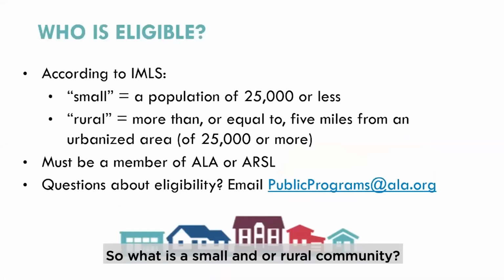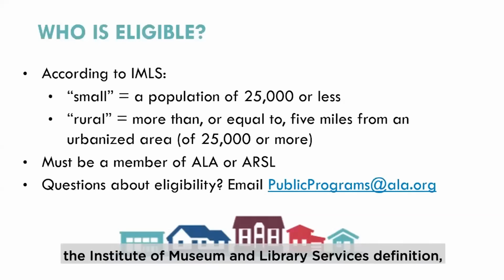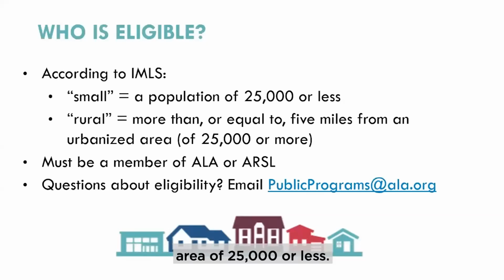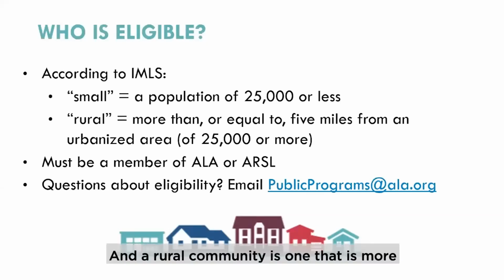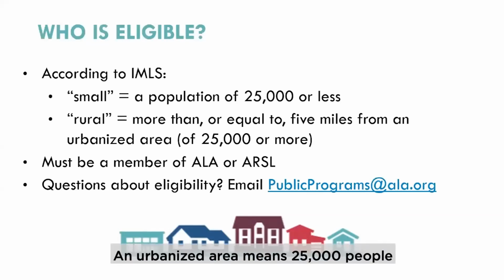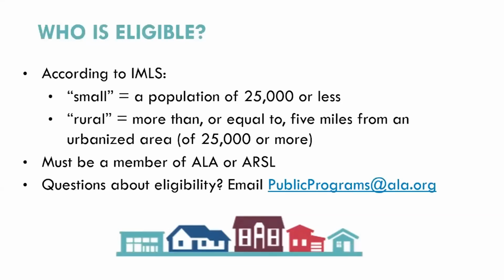So what is a small and or rural community? We could talk about that all day, but for the purposes of this grant, per the Institute of Museum and Library Services definition, a small community is one that has a populated area of 25,000 or less, and a rural community is one that is more than or equal to 5 miles from an urbanized area. An urbanized area means 25,000 people or more than 25,000 people.